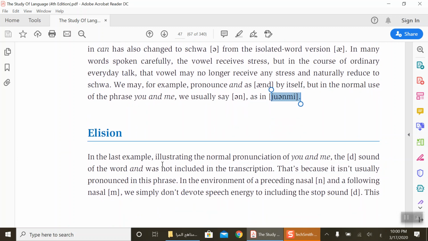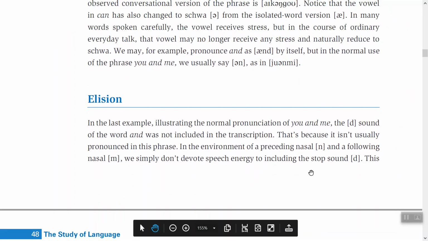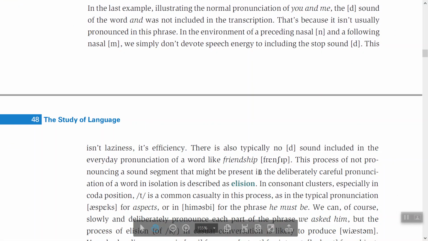We will come to elision. In the last example, illustrating the normal pronunciation of you and me, the sound of the word and was not included. So this is elision. Some sounds are dropped, are omitted, because it is not usually pronounced in this phrase. In the environment of a preceding nasal n and the following nasal n, we simply do not include the stop d. This isn't laziness, it is efficiency.